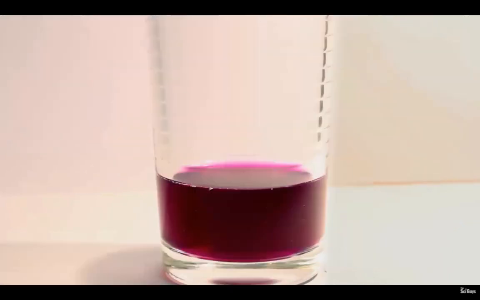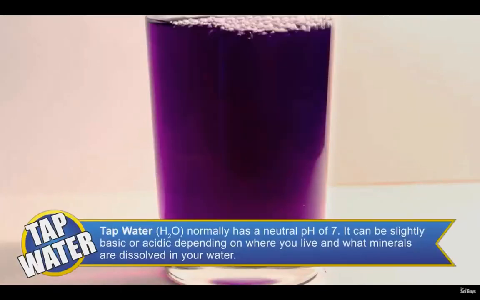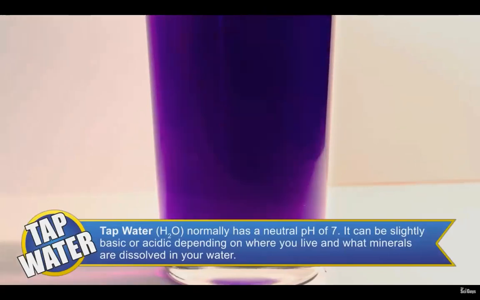The next solution we're going to add to our indicator is tap water. Tap water turns the solution a very slight blue color, but it still looks like a shade of purple. This tells us that the tap water that we tested is slightly basic but close to neutral.